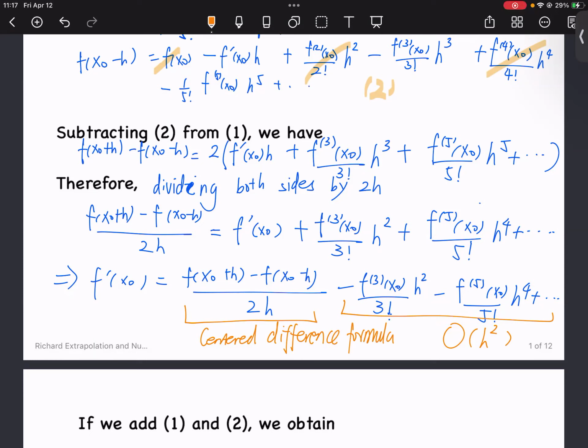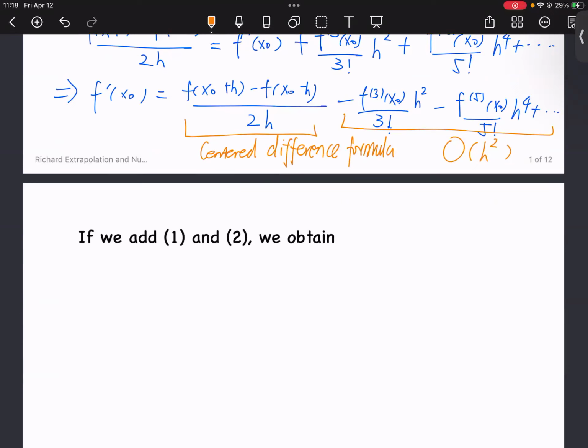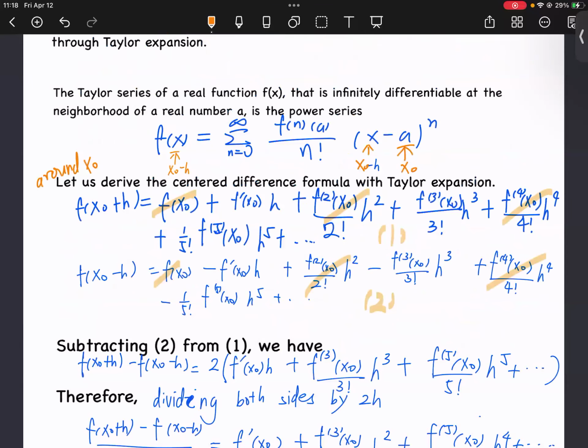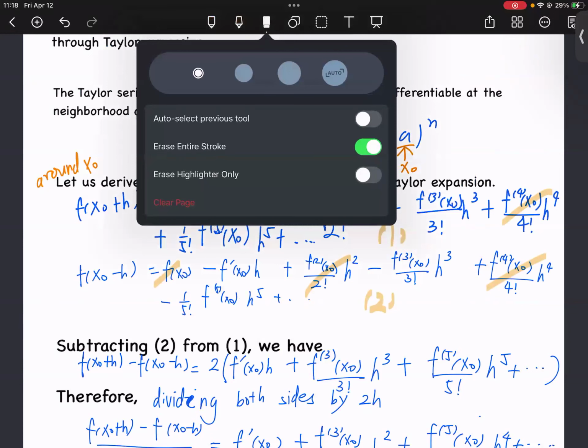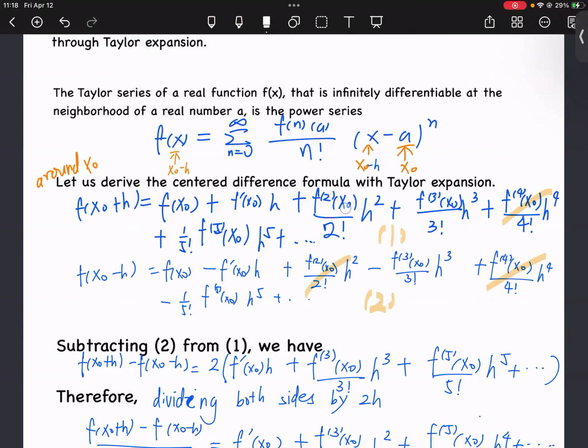Okay, so this is subtraction. If you do the subtraction, subtracting 2 from 1, we get the standard difference. So what about doing some summation here? Doing the summations for 2 and 1. Let's do the summation.